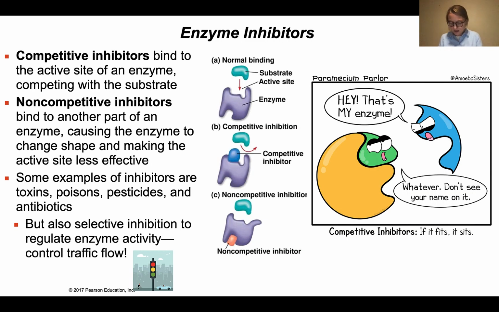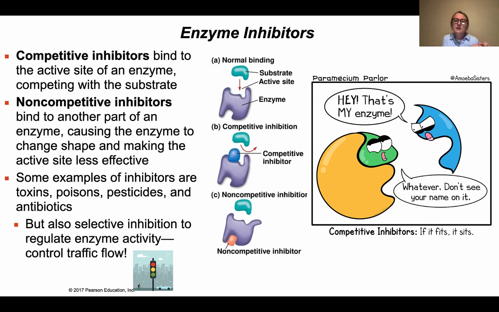Now we have cofactors, things that help the enzyme do their job, but we also have enzyme inhibitors. So there are two types of enzyme inhibitors. One is a competitive inhibitor, which binds to the active site of the enzyme, which we can see in this comic over here. So that competitive inhibitor is now bound to the active site, and the substrate that is meant for that active site can no longer bind because it's in the way.